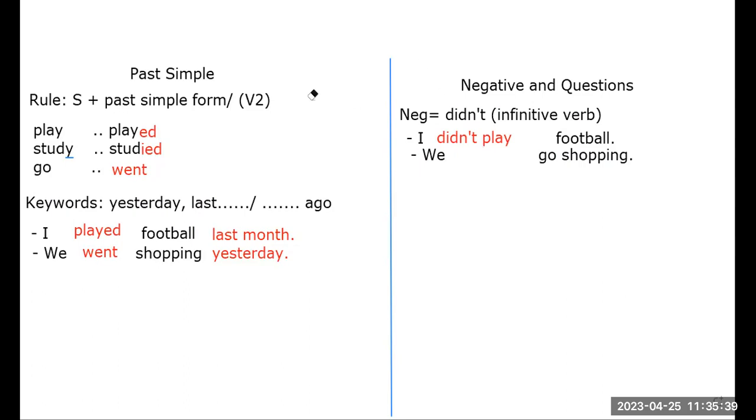Okay, so here we have already written go, but just here we need didn't. Didn't go. Okay, we didn't go shopping. لم نذهب إلى التسوق. Went رجع إلى infinitive، إلى الأصل, go. Okay.